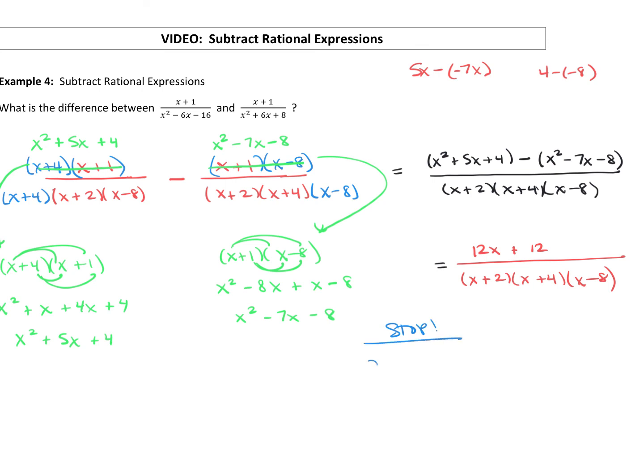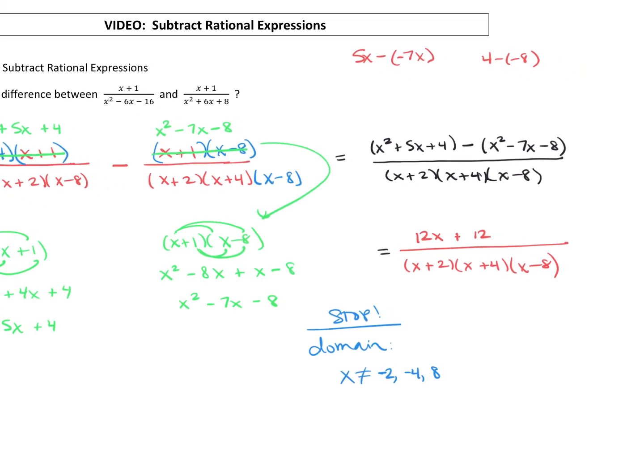Before we try to simplify this, let's stop and get our domain. So the domain, take a look at your denominators. What can x not equal? We don't want a 0 in that denominator. So if you set all those factors equal to 0 and solve, you're going to get a negative 2, a negative 4, and a positive 8.